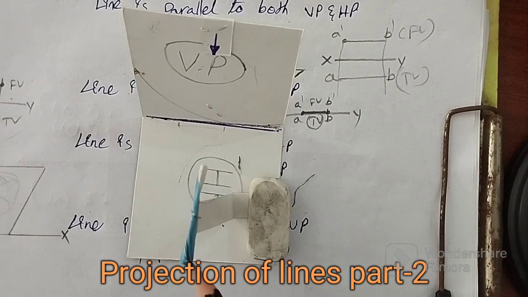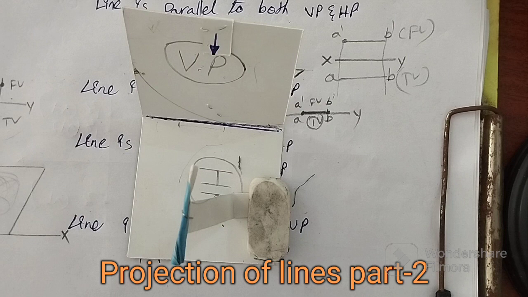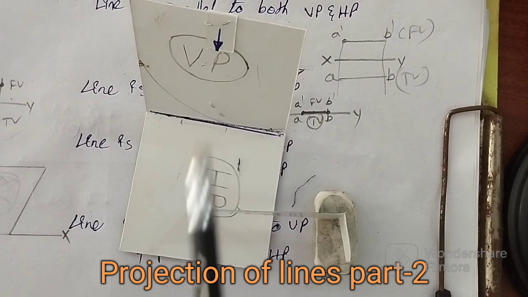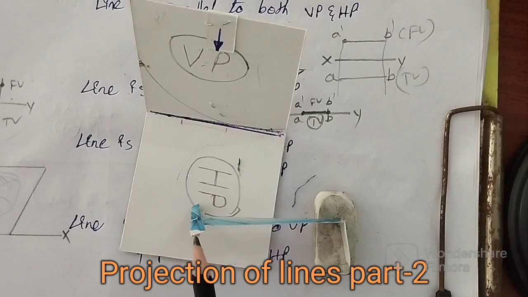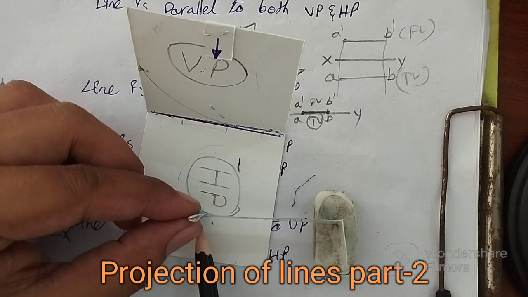So if you see this line, it is perpendicular to HP and parallel to VP. If you look at this point, this straight line is perpendicular to HP, whereas parallel to VP. Obviously you are not able to see the whole length. Why? Since you are seeing from top view, you are able to see only this one, but the point which is behind this is not visible.